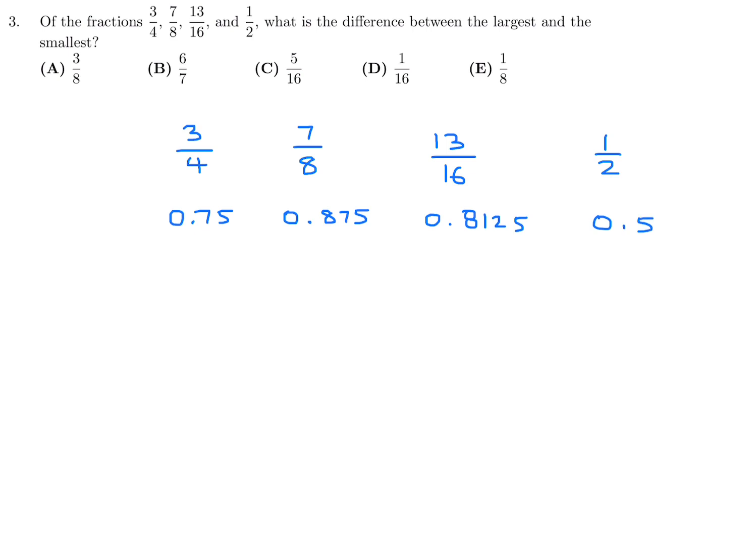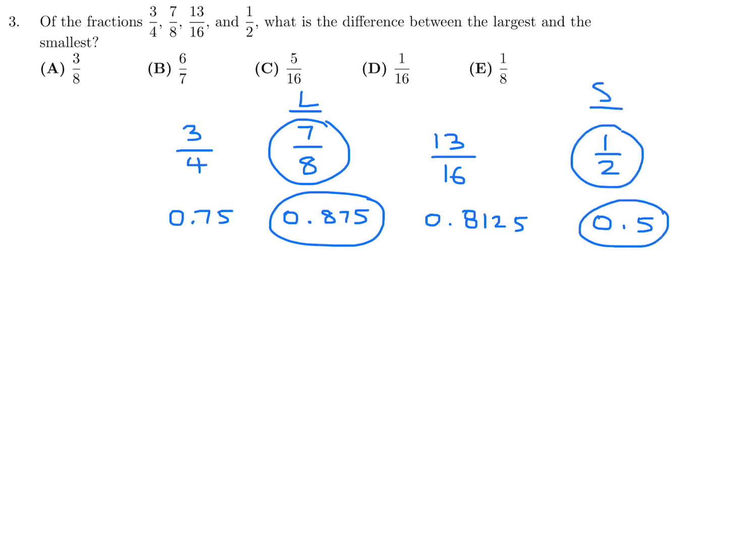So first and foremost, what is the largest one? It looks like it's this one here. So this is the largest, L for largest. And the smallest is this one right here. So that's the smallest. So we have to take the difference, right? So we have to subtract them. So basically 7 over 8 minus a half. And this looks like 7 over 8. Get a common denominator, 4 over 8. And that is 3 over 8. So number 3, the answer is A.